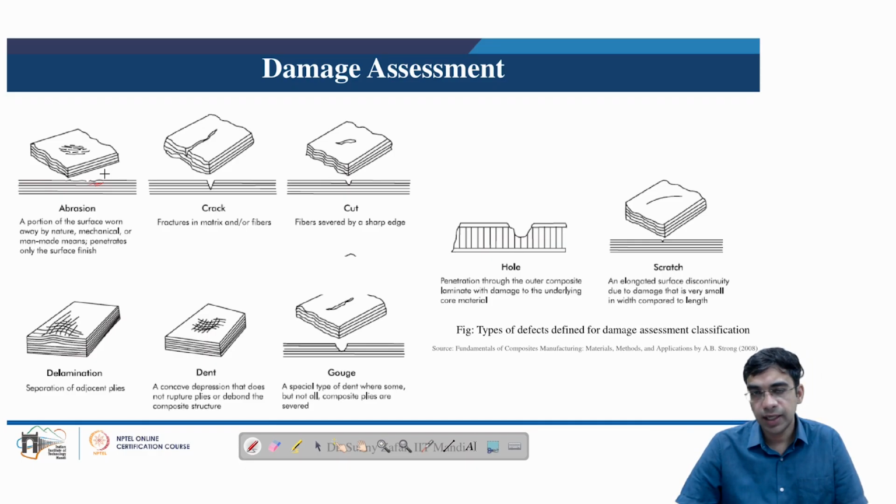Gouge is the next type of damage that can occur on wind turbine components, and this is a special type of dent where some but not all composite plies may get severed. Next is the formation of a hole, where penetration through the outer composite laminate can lead to damage to the core material in the structure. A scratch is basically an elongated surface discontinuity due to damage that is very small in width compared to its length.